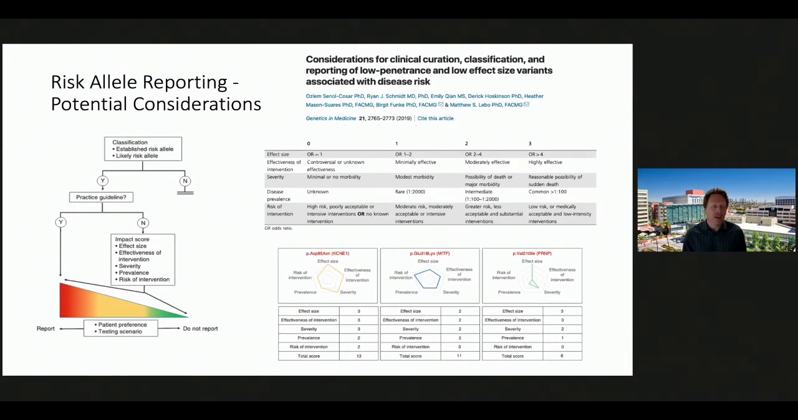And on the lower left, you're seeing a decision tree to apply this type of thinking. And then depending on the laboratory's preference, you may decide to report or not report the risk allele. So this is just something for laboratories to think about. Again, as a working group, we're not trying to be overly prescriptive to tell labs what to do or not do. It's very context specific.